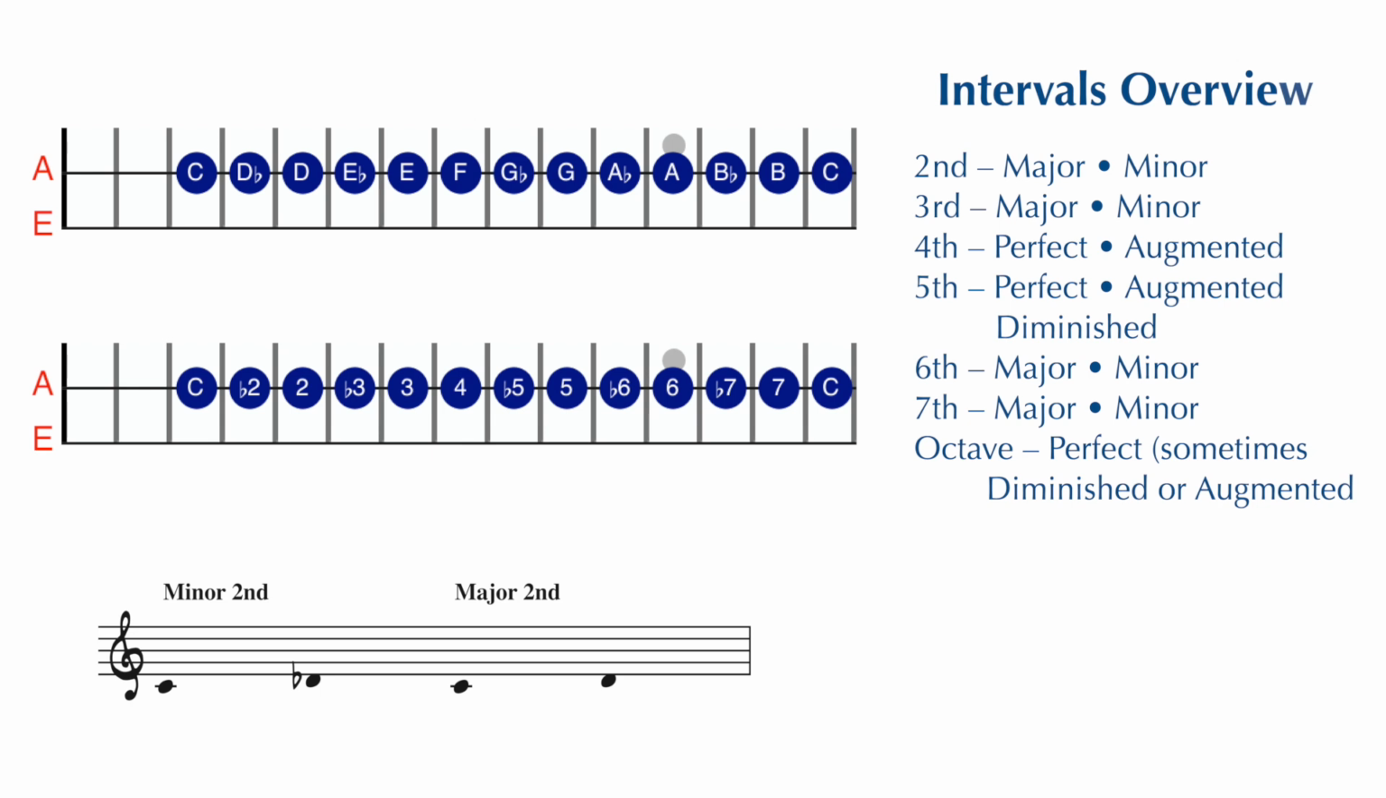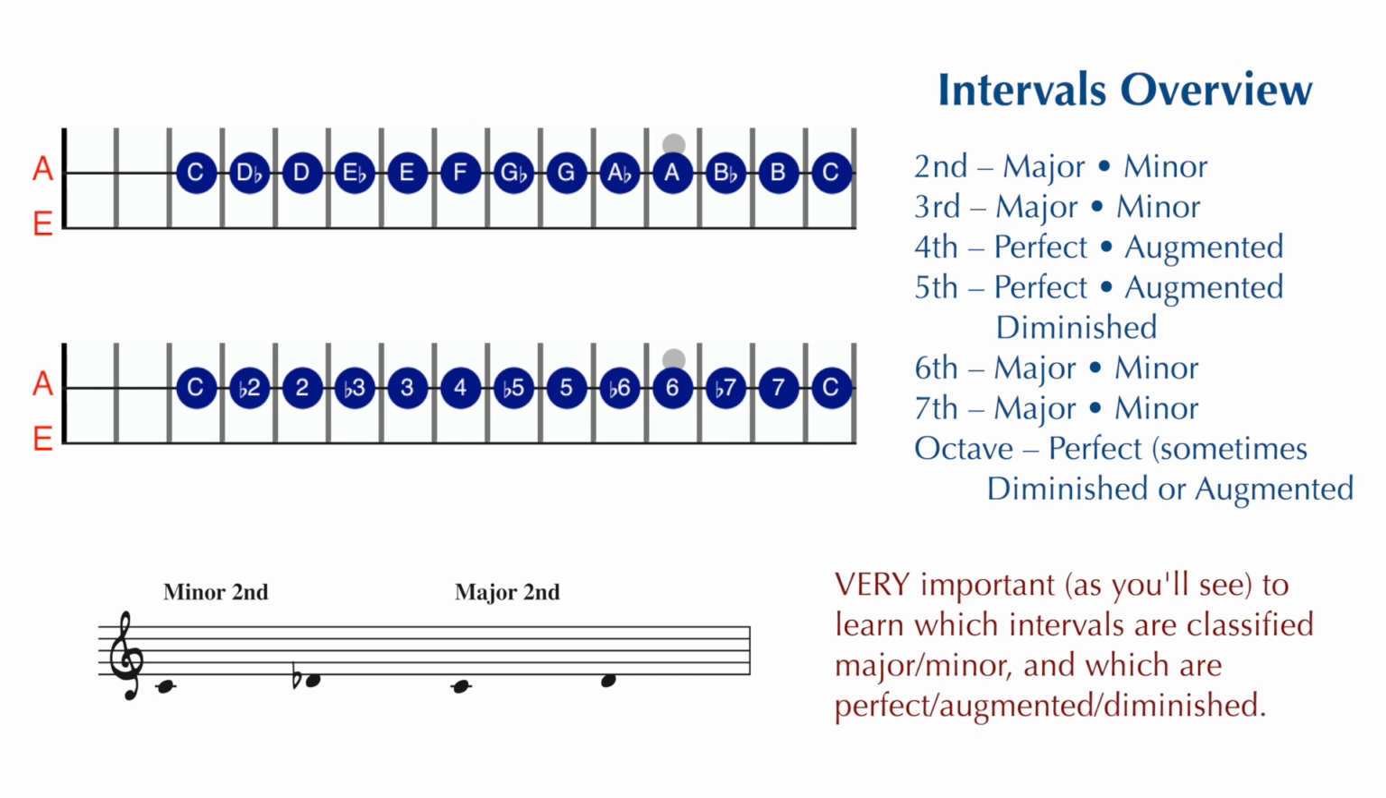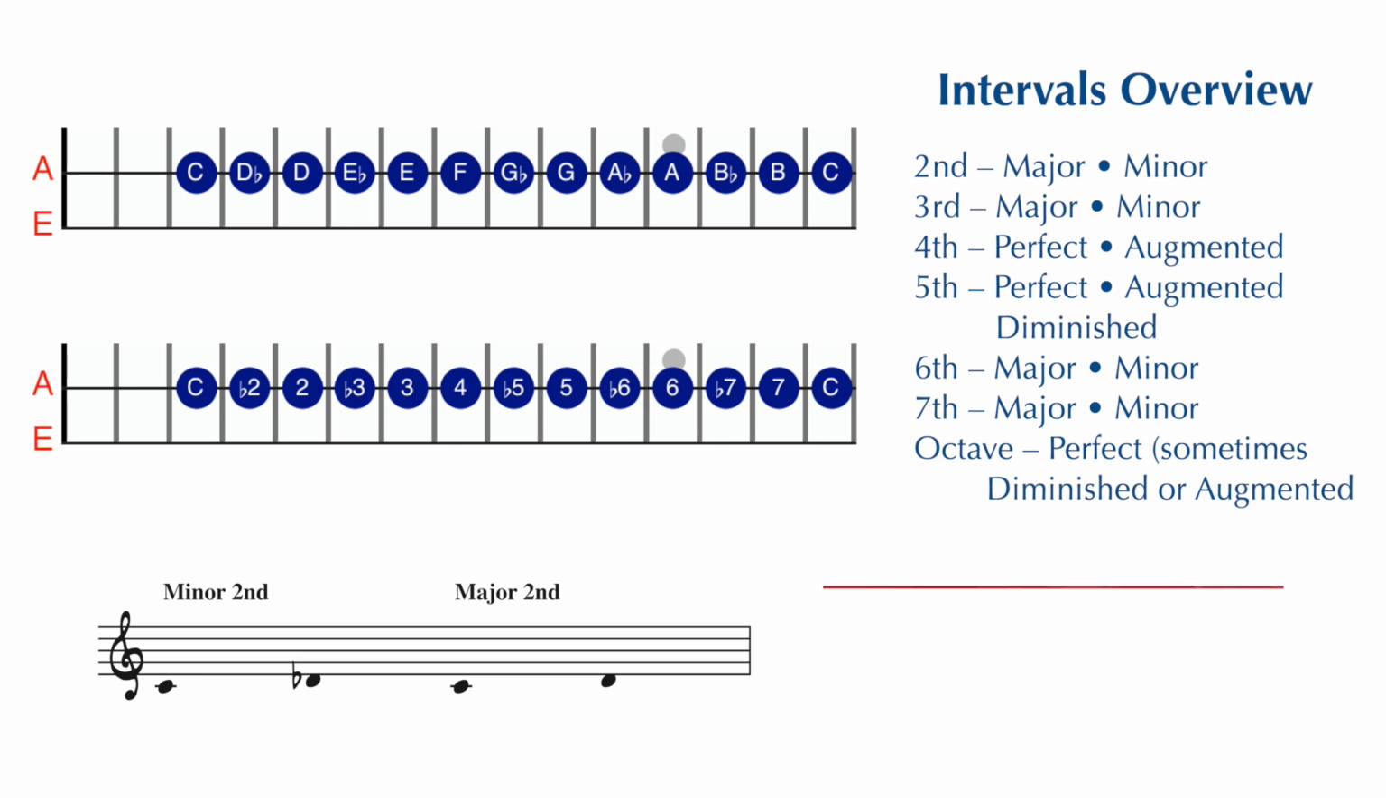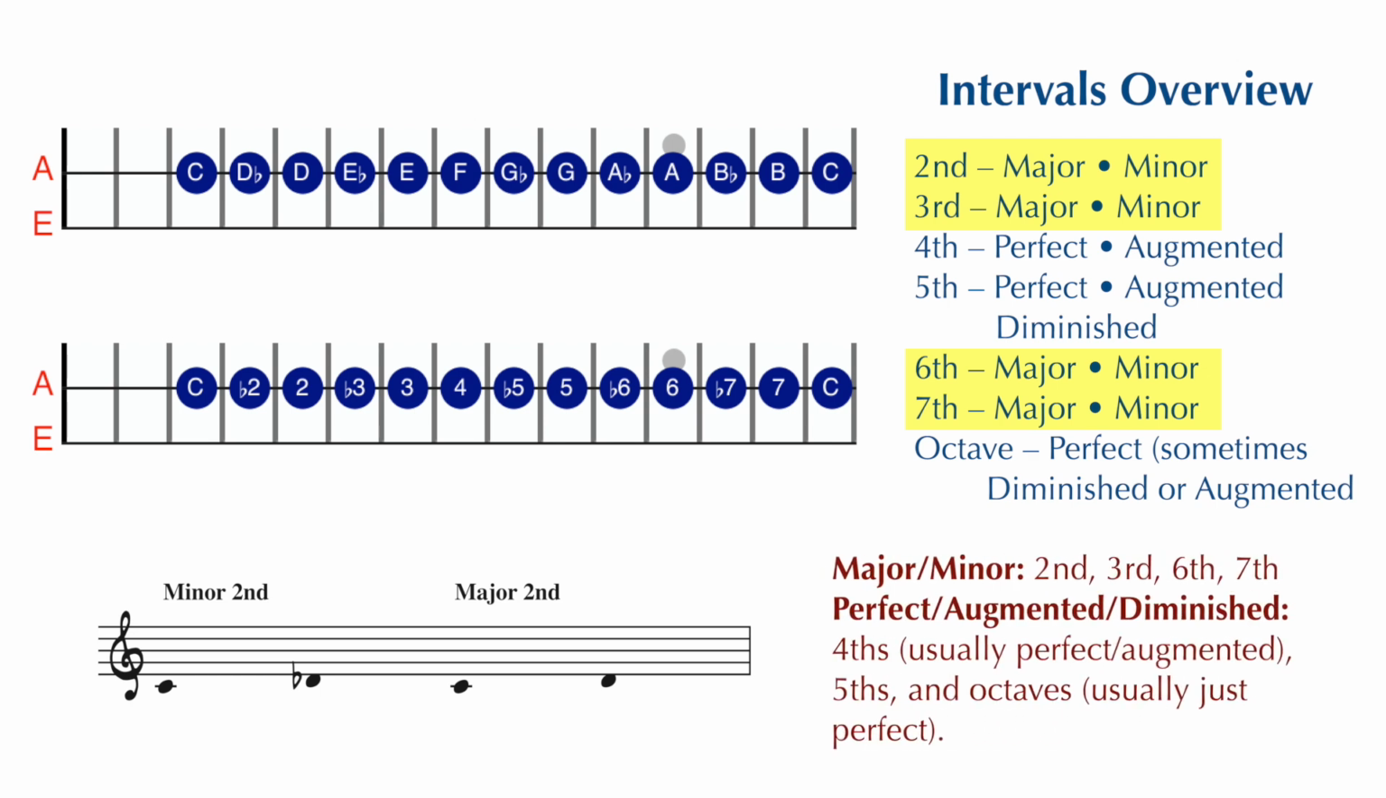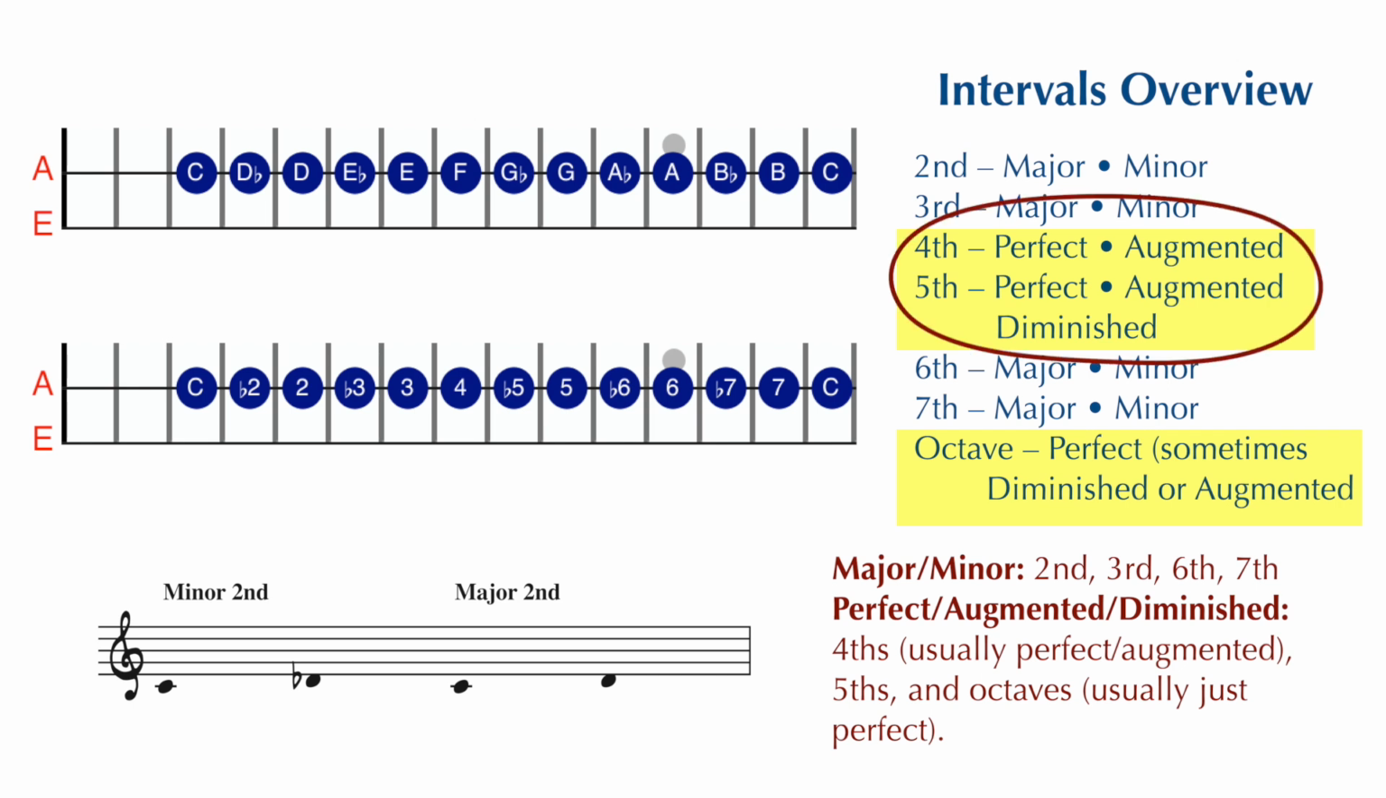First thing we're going to do is a quick recap of intervals and their quality. As we go forward, one very important thing to keep in mind is which intervals are classified as major or minor, and which intervals are classified as perfect, augmented, or diminished. Seconds, thirds, sixths, and sevenths are classified as major or minor, and fourths, fifths, and octaves can be classified as perfect, augmented, or diminished. And we're going to ignore octaves in this lesson and focus in on the fourths and fifths for our perfect intervals.